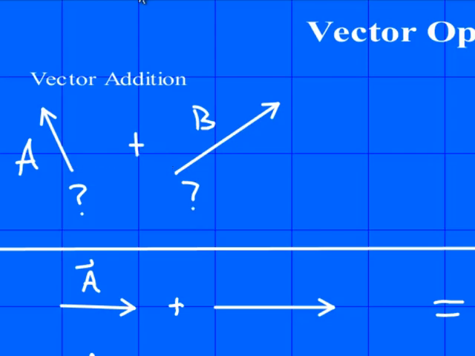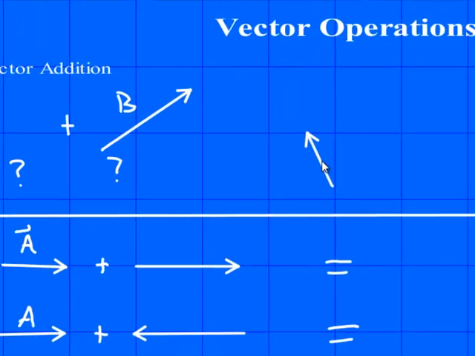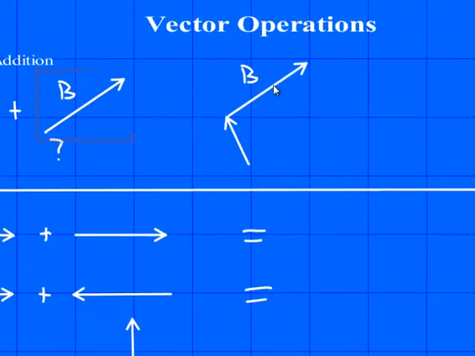Oh, that would not be it. I'm going to just move this over here. I'm going to put them head to tail, like so. And then what I'm going to do is draw a new vector from the beginning to the end, which looks like this. And that represents my resultant.